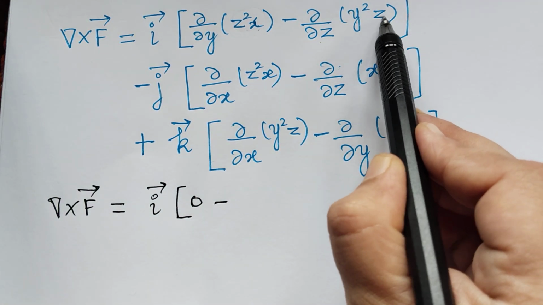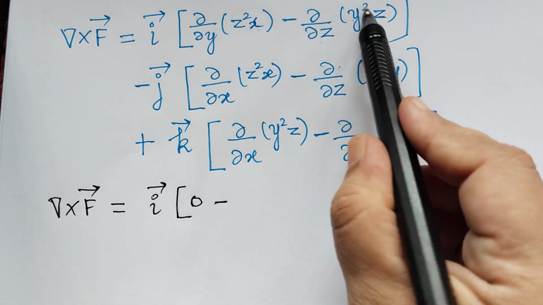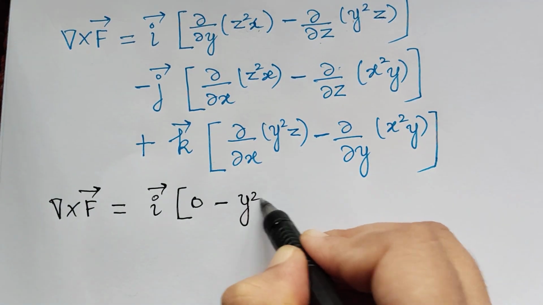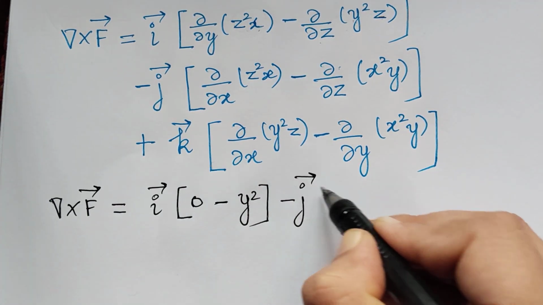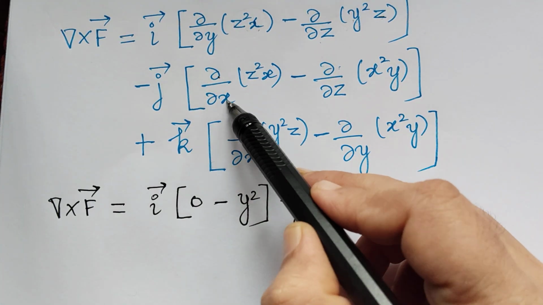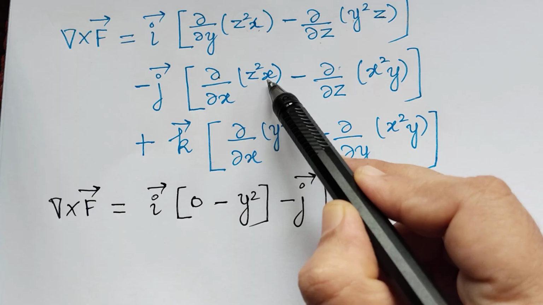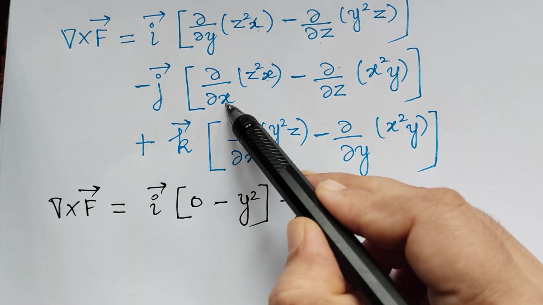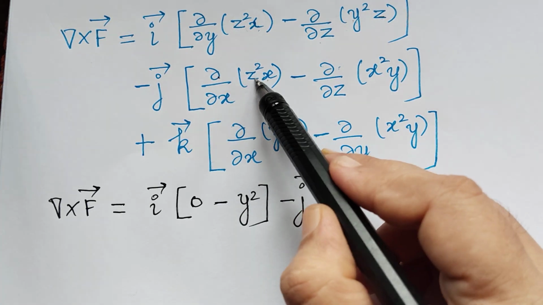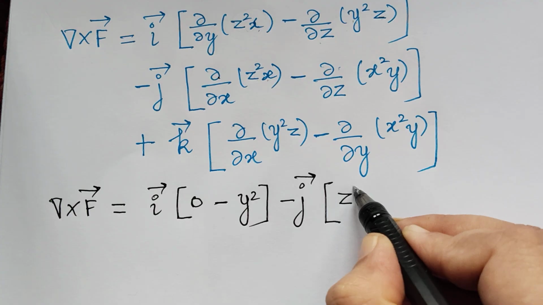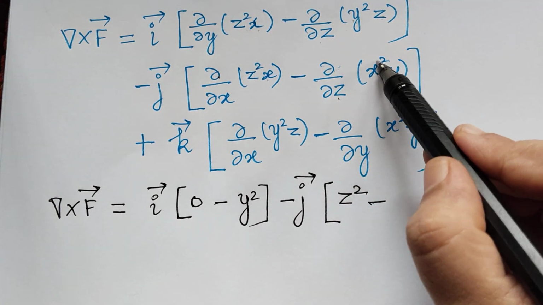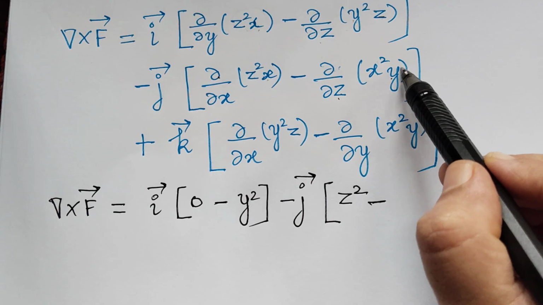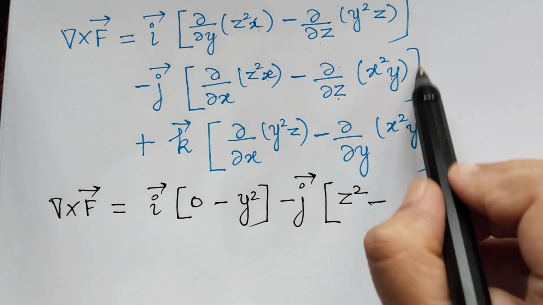So we have z here. The differentiation of z is 1. y² will be treated as constant, and so you will get y² over here, minus j vector multiplied with ∂/∂x of z²x. So the differentiation of x partially with respect to x is 1. So z² will be treated as constant, so you will get it as it is, minus ∂/∂z of x²y. We do not have z term over here, so it will become 0.